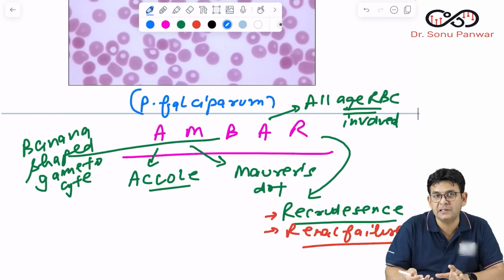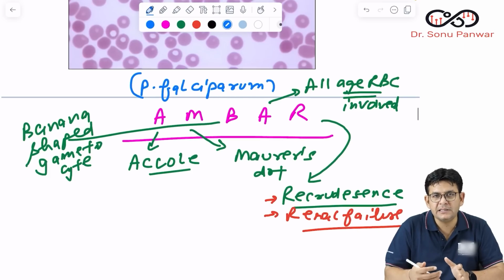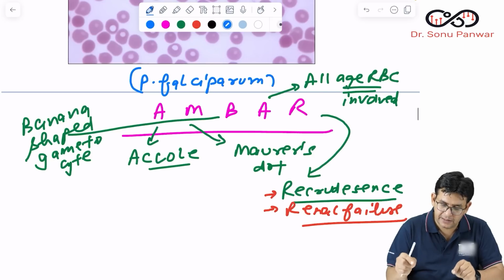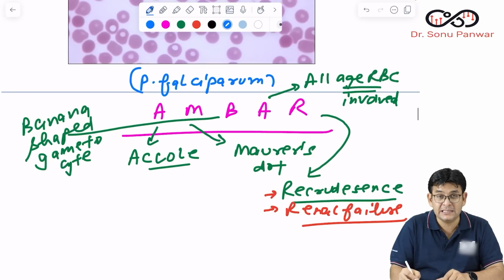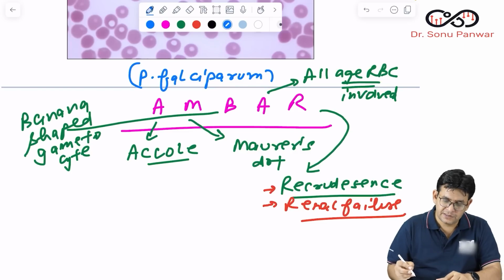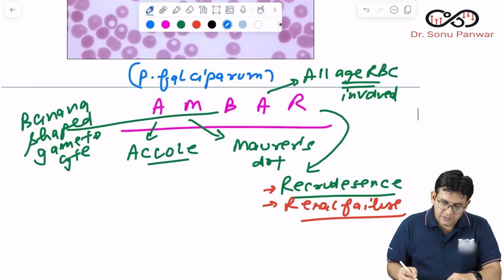And in the case of vivax and ovale, the young RBCs are involved and the size of the RBC increases. And banana shaped gametocyte is a feature of falciparum. Is it fine? And which particular stage is not seen in the blood smear of this? Answer is schizont stage. Is it fine? Now coming to the next one, seventh.